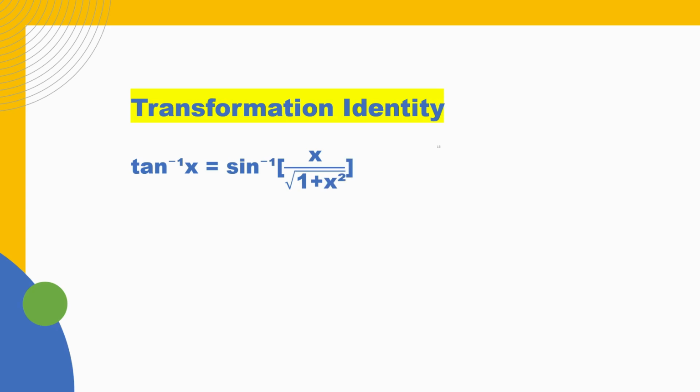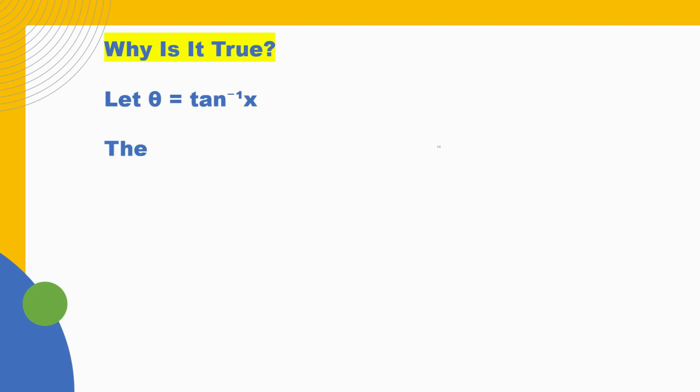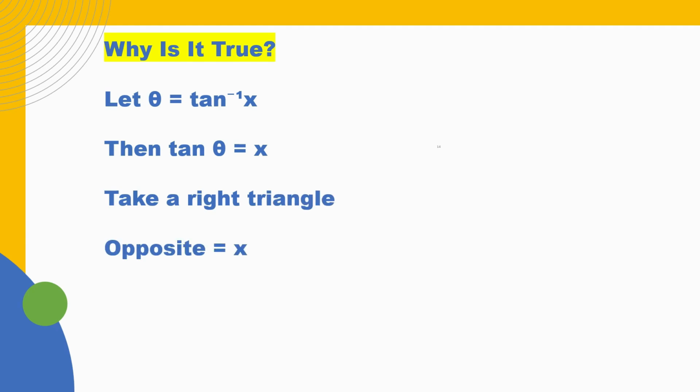Now we enter the world of transformations. Questions often hide tan inverse inside sine inverse or cos inverse. To solve them quickly, we need converting identities. Instead of memorizing blindly, let's understand it. Convert tan into a right triangle. Once the triangle appears, the identity becomes obvious.